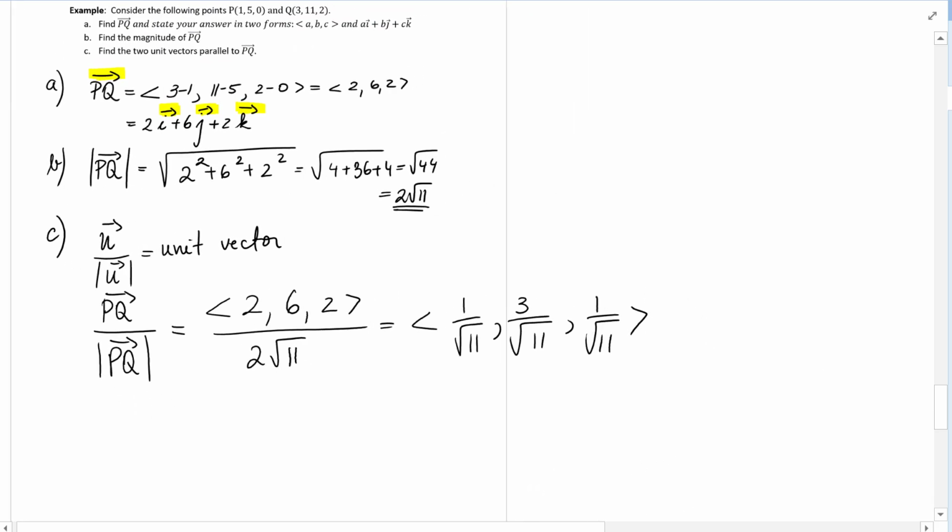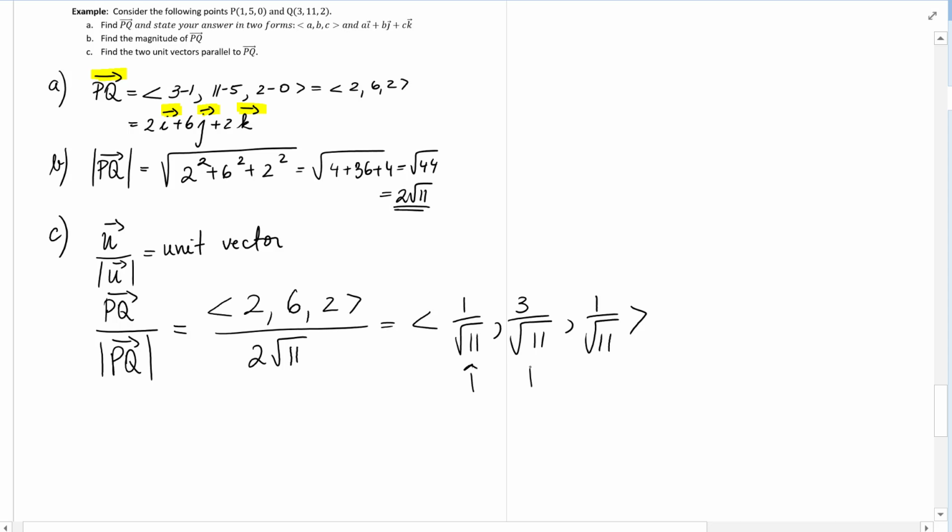If you want to check it, you can just square each of them, add them together, and you're going to get 1, right? That's the whole idea. The magnitude is 1, so we get 1 over 11 plus 9 over 11 plus 1 over 11. That's exactly 11 over 11. But we want 2 unit vectors, so another one would be if we put negative in front of each of the terms, or the opposite of each of the terms. So this would be another unit vector that is parallel to PQ.